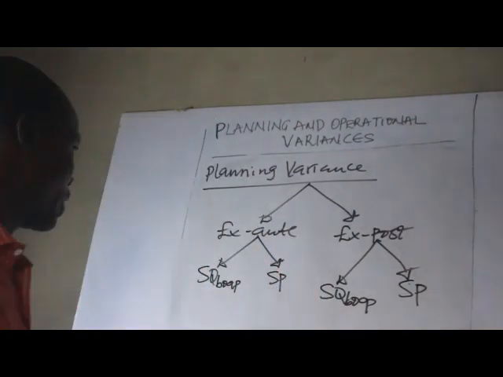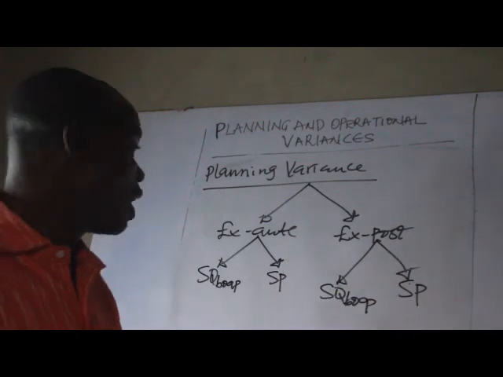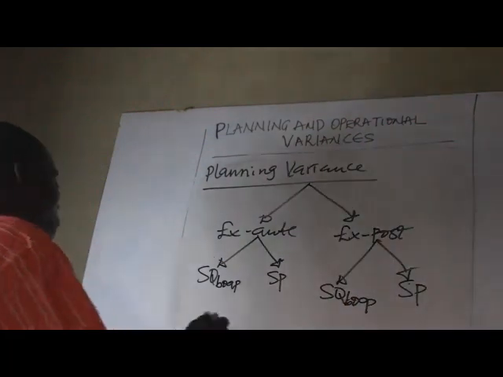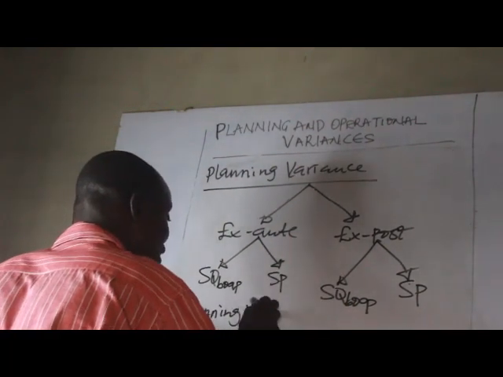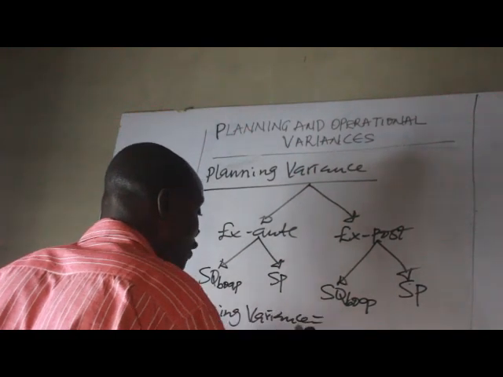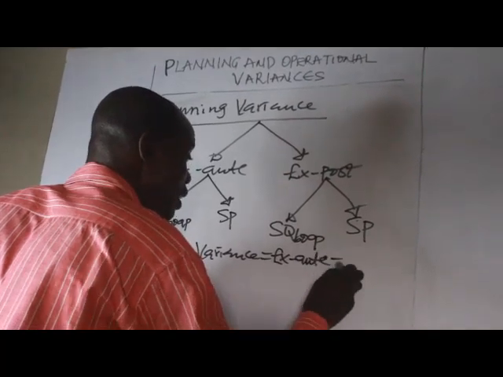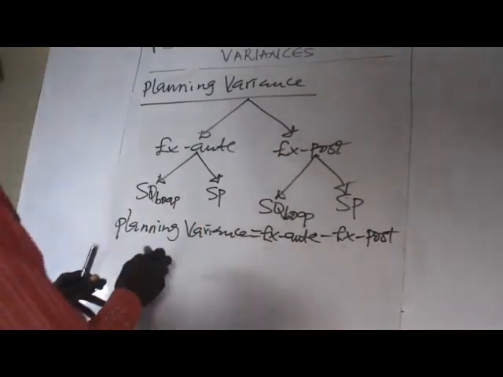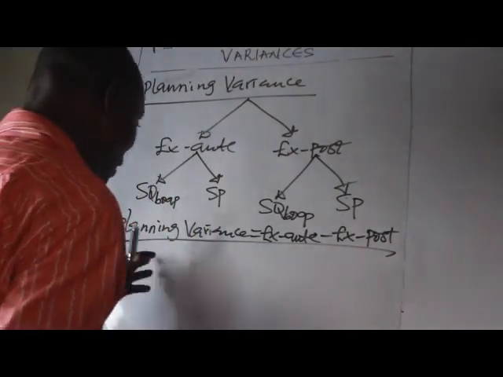That is ex post. I've told you that in a planning variance, we have the concept of ex ante and ex post. Therefore, to calculate planning variance, you have ex ante minus ex post. That is the model or the formula for calculating the planning variance.